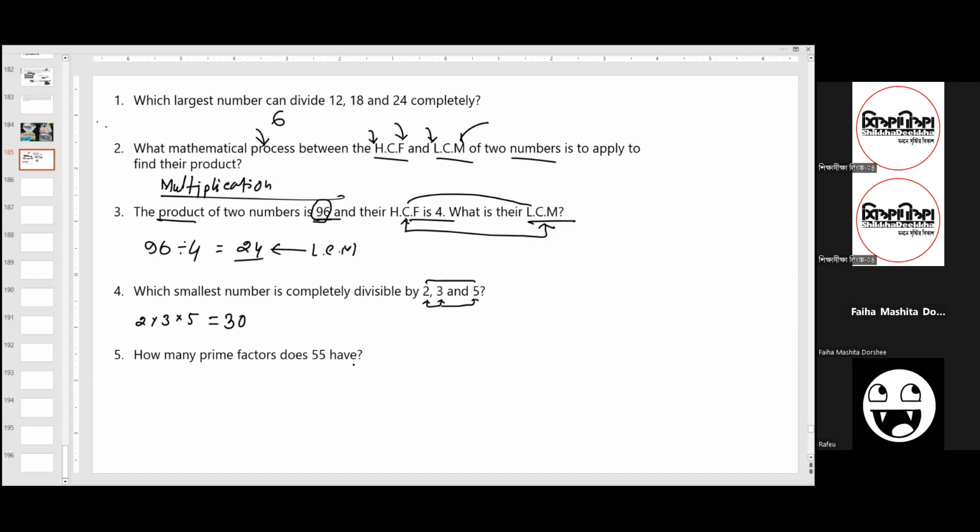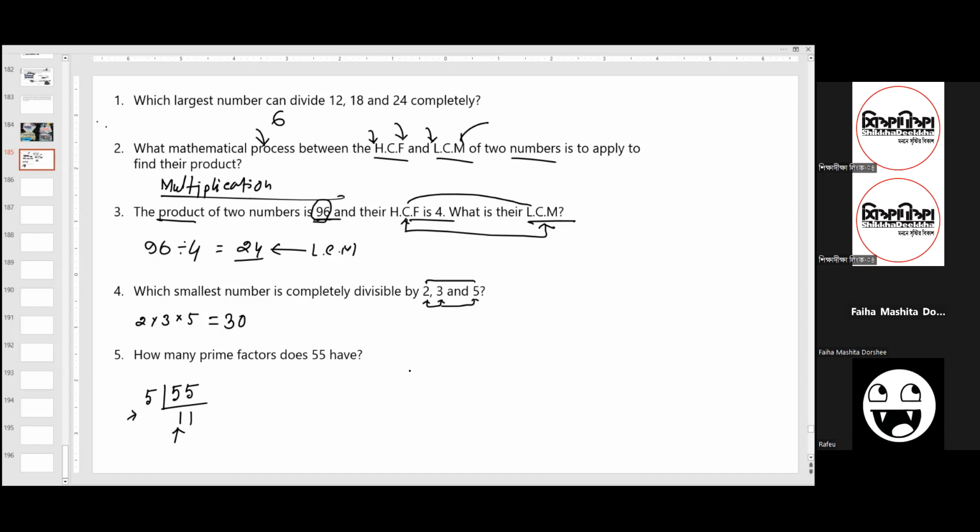How many prime factors does 55 have? If you want to find the prime factors of any number, then we have to go through this process. It's not divisible by 2 or 3. It's divisible by 5. And if I divide 55 by 5, we get 11. 11 is a prime number. So these are the 2 prime factors of 55. And for any number, you can follow this process to find only the prime factors.